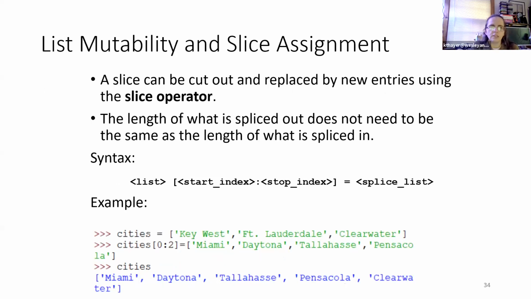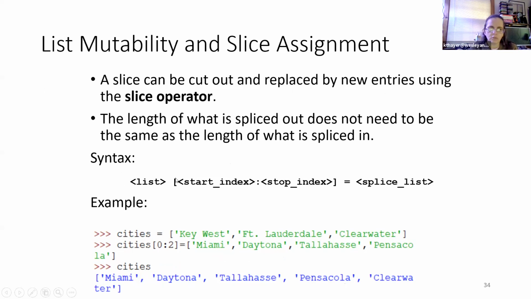We can also do slice assignments. So why stop at only changing one at a time? This means that we can in fact change the length of the list. A slice can be cut out and replaced by new entries using the slice operator, which, as you might recall, looks very much like the index operator, except that it's got the colon inside of the square brackets. The length of what is spliced out does not need to be the same as the length of what is spliced in. So that's how we could possibly change the length of our list.